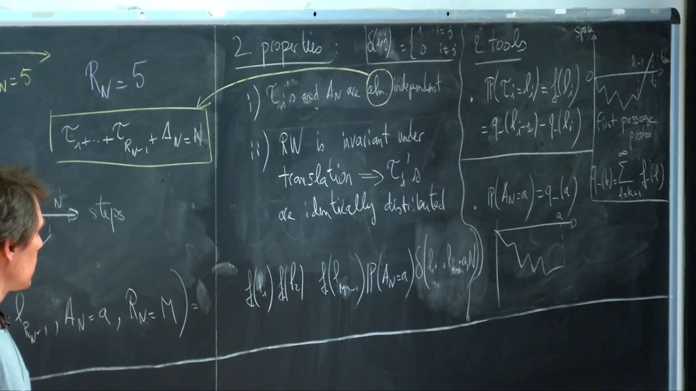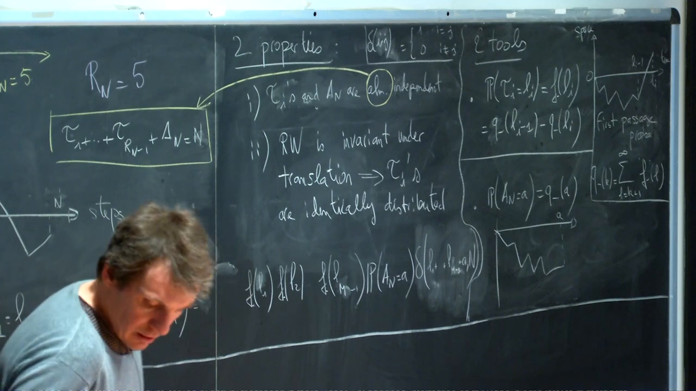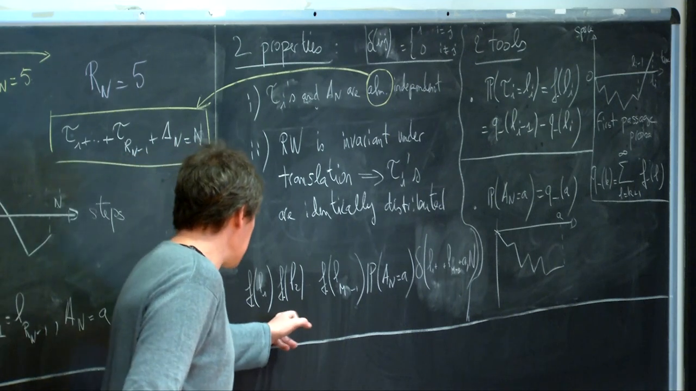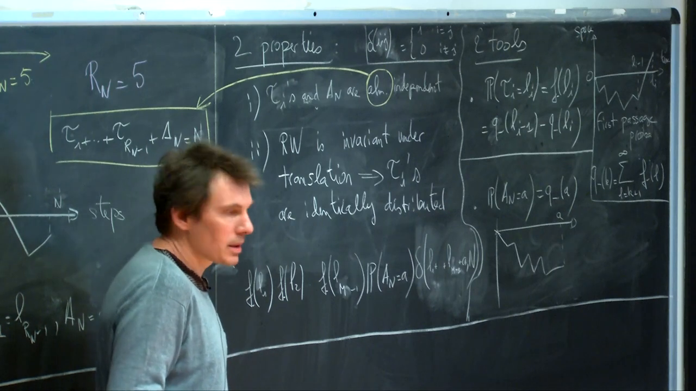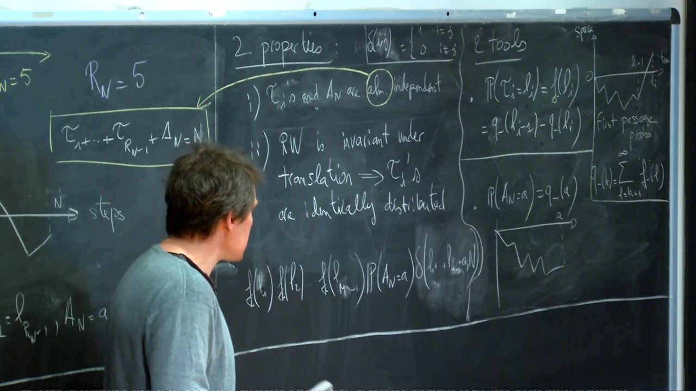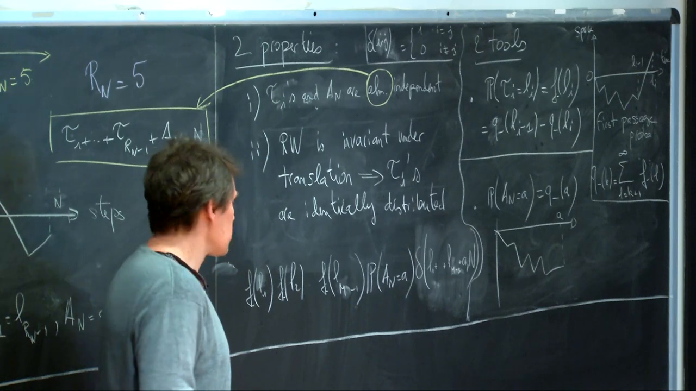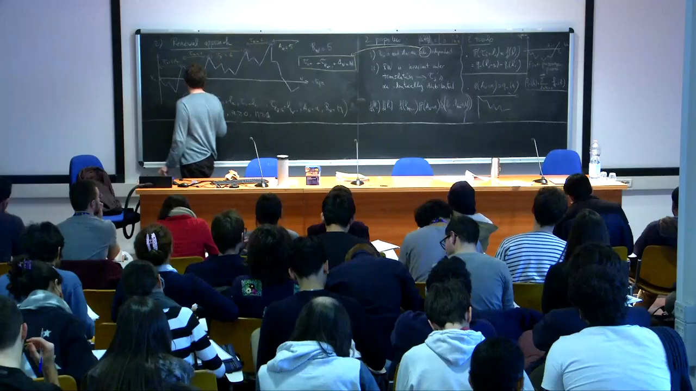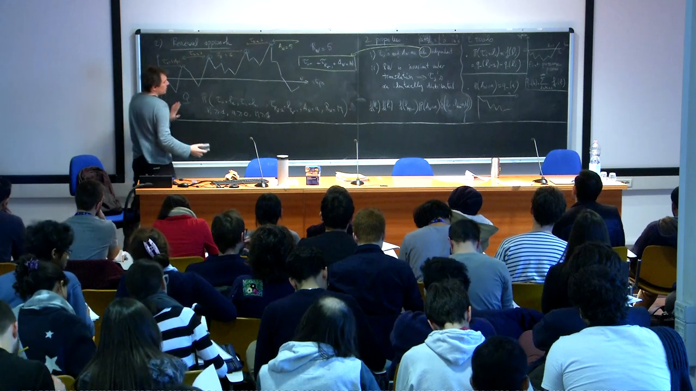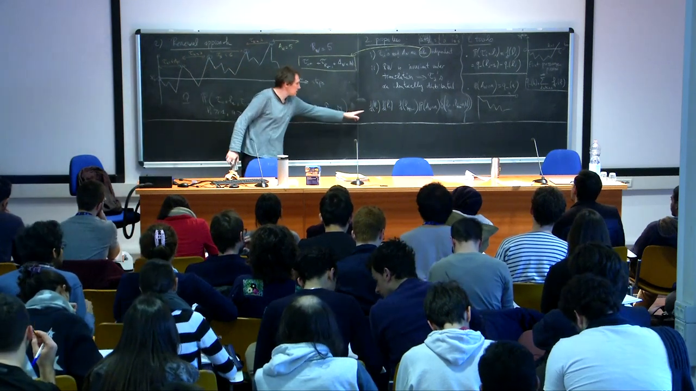Now we want to extract. In principle, all the information is in this guy here. Of course, it's a little bit complicated, but we will see that it actually has a quite nice structure. So let's see how it works. Now I can erase this. I hope I could convince you that this joint distribution is given by that.